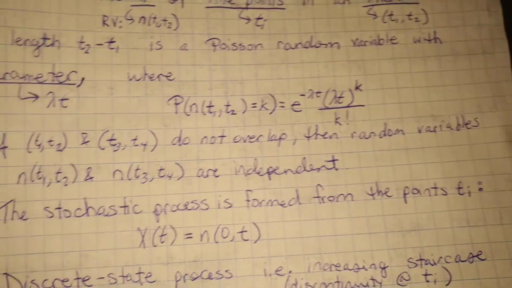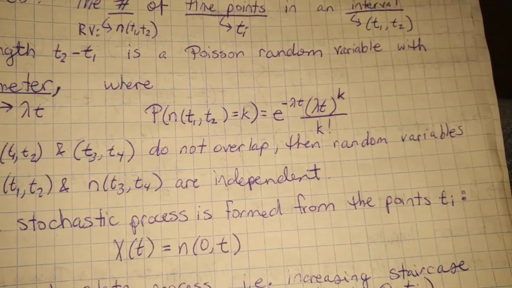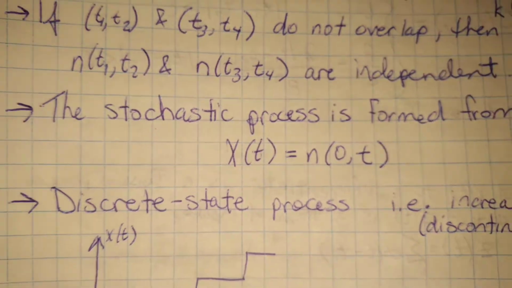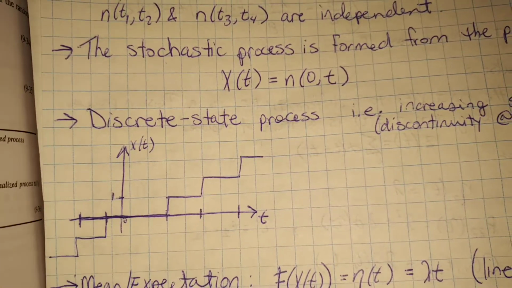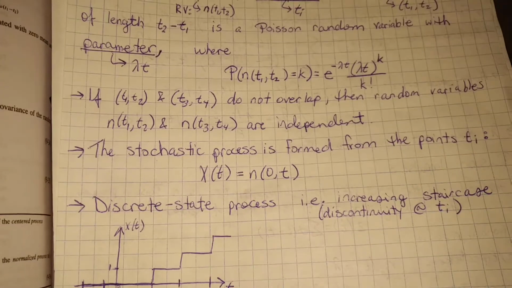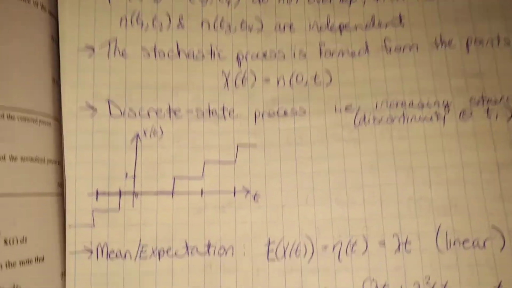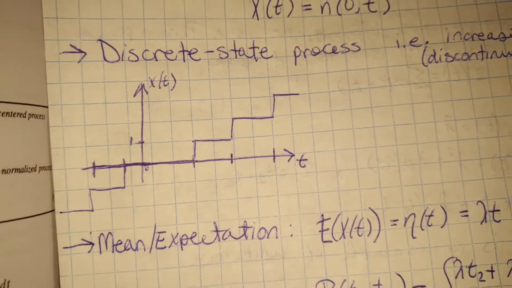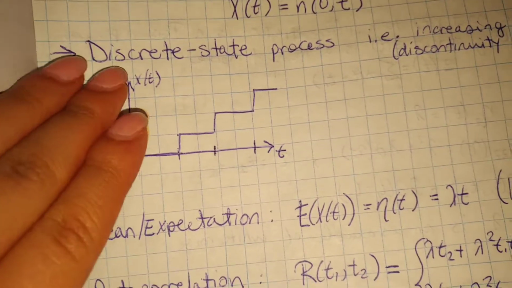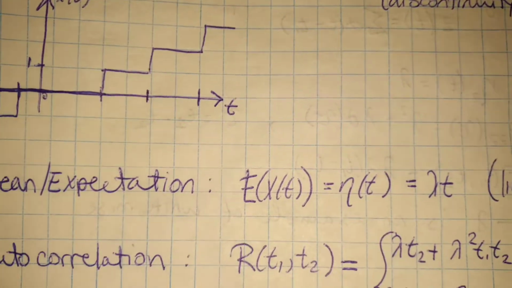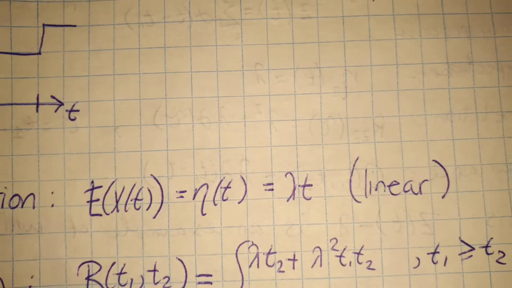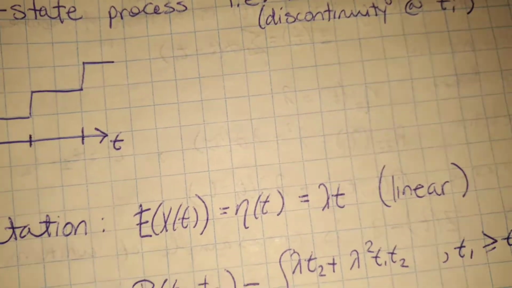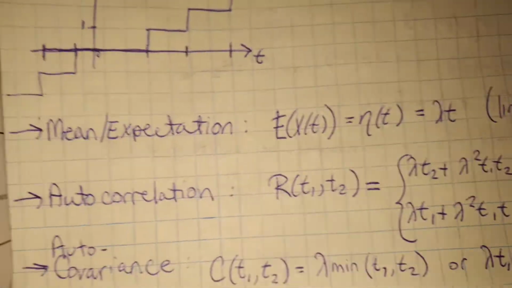The stochastic process is formed from the points ti, so we're given the process x of t equal to n of bracket 0 comma t. It is a discrete state process, which means it's an increasing staircase, and there's a discontinuity at each ti. At every step the staircase goes up, and the mean or expectation is equal to lambda t. We can see that's linear, which makes sense for an increasing staircase.